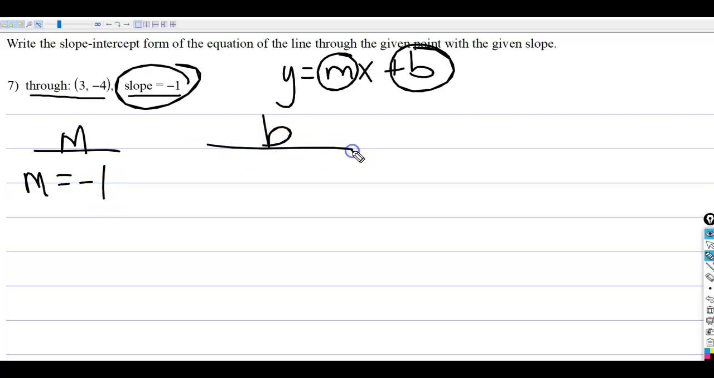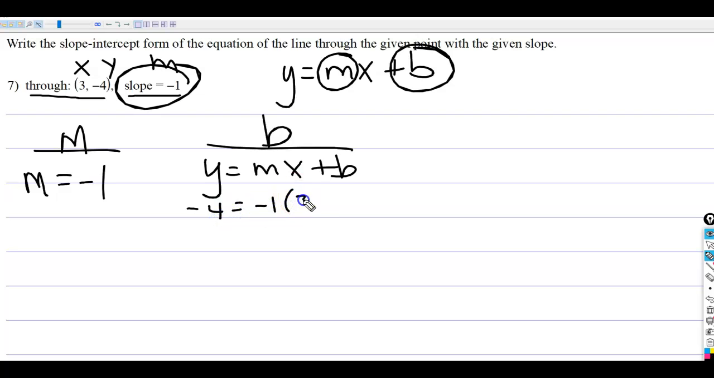The next thing we need to do is find b. Now b we don't know. So b we're going to have to solve for. So we're going to take this little formula and plug in everything we know and solve for b. The 3 is an x, the negative 4 is a y, and the slope is a negative 1. So I'm going to plug those numbers in for each one of those letters. And now I can solve for b.